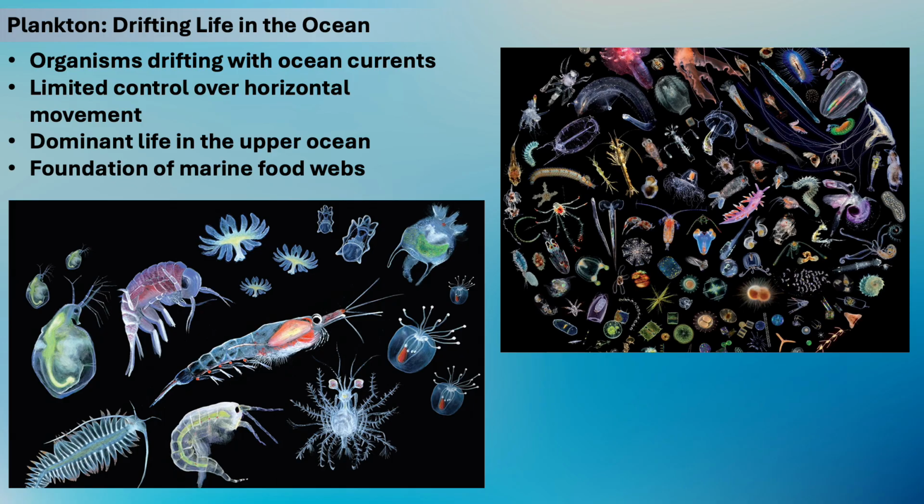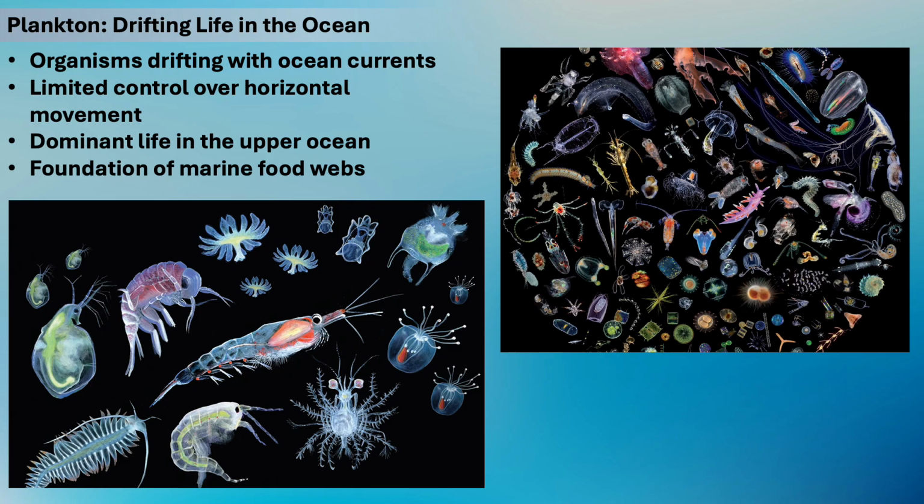Because plankton drift with currents, their distribution is strongly shaped by physical ocean processes. Surface currents, vertical mixing, and water mass movements can transport plankton across large regions of the ocean. As a result, plankton communities often reflect the physical characteristics of the water masses in which they occur.